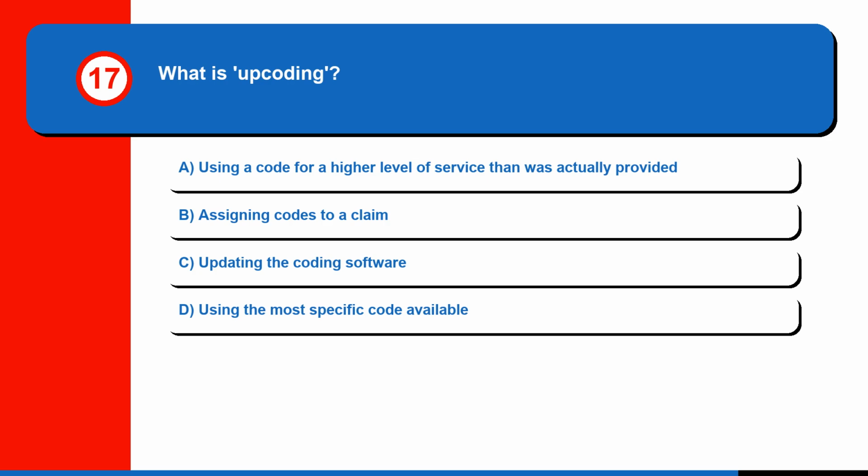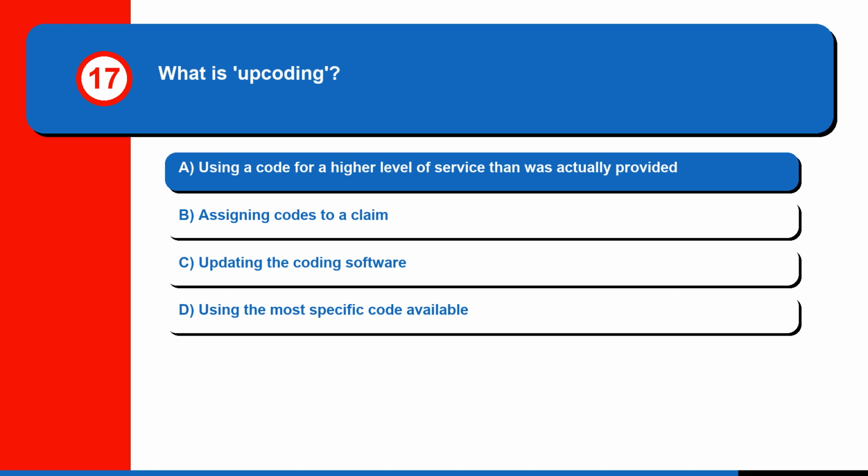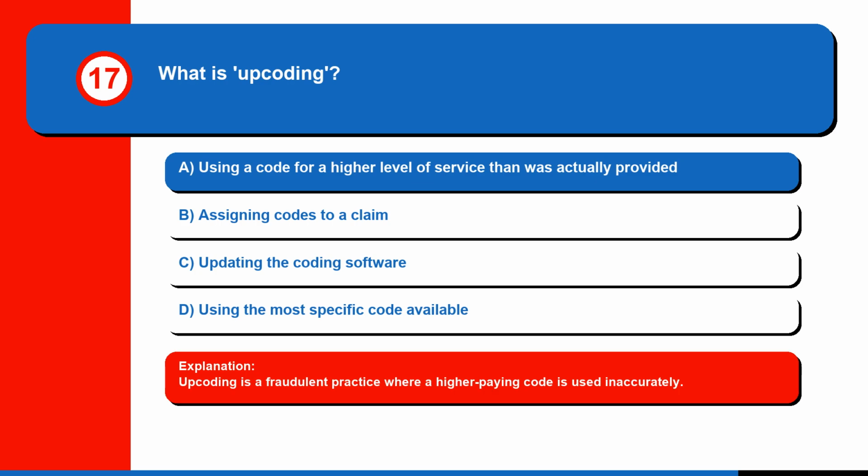Question 17. What is upcoding? A. Using a code for a higher level of service than was actually provided. B. Assigning codes to a claim. C. Updating the coding software. Or D. Using the most specific code available? The correct answer is A. Using a code for a higher level of service than was actually provided. Upcoding is a fraudulent practice where a higher paying code is used inaccurately.